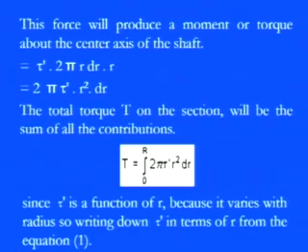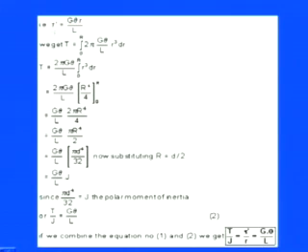So we can simply write tau dash in terms of the first equation. Tau dash by r is nothing but equal to G theta by L, as we have shown in the previous equations. So tau dash is equal to G theta r by L. Now in the previous equation, the total torque T is equal to the integral from 0 to r of 2 pi tau dash, and because tau dash is a function of r, we replace it with G theta r by L.